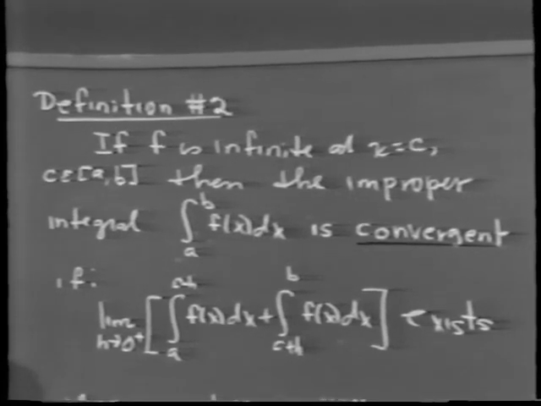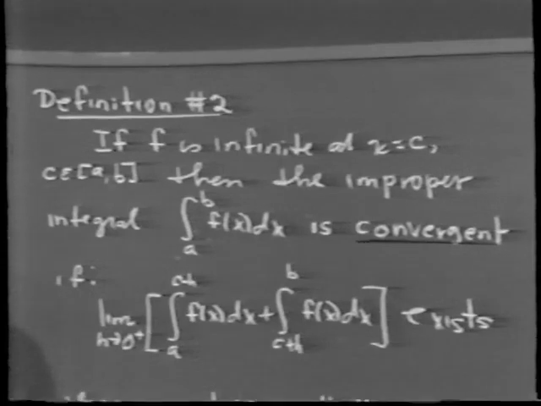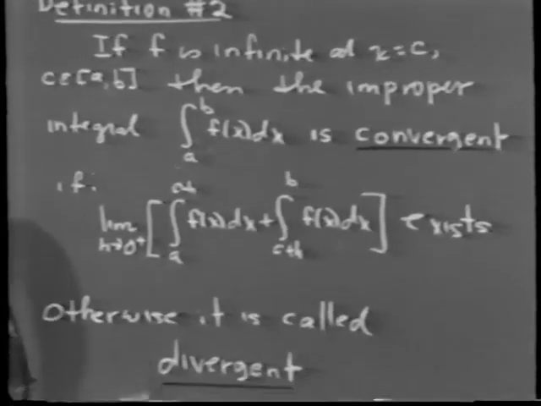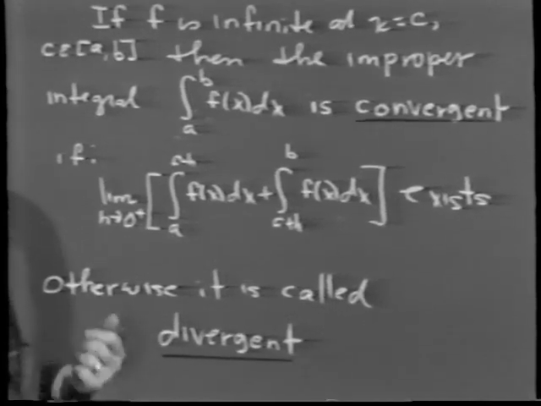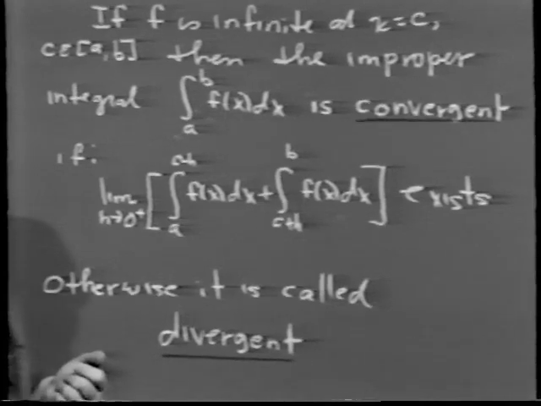On the other hand, meaning what? If this limit doesn't exist, if, for example, the limit is infinite, then we call the integral divergent. In other words, in our first example, the integral was divergent. In the second example, the integral was convergent.